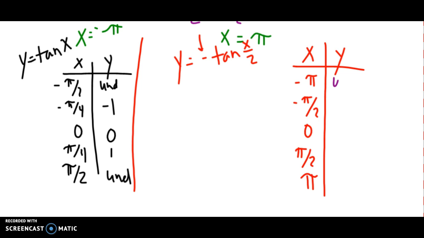So undefined by negative is still just going to be undefined. Negative 1 times negative 1 is going to be positive 1. Negative 1 times 0 is 0. And negative 1 times 1 is going to be negative 1. And this again will be undefined. So now what we have is our table of values for negative tangent of x over 2. So I can sketch the graph real quickly.